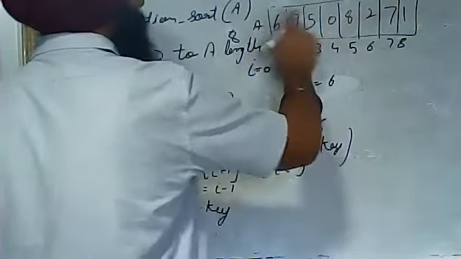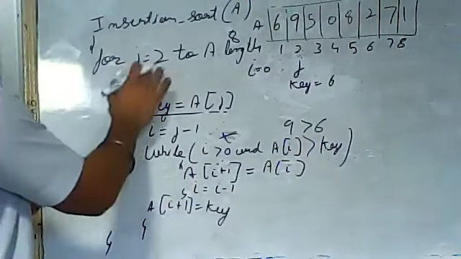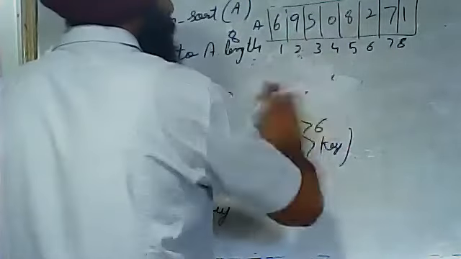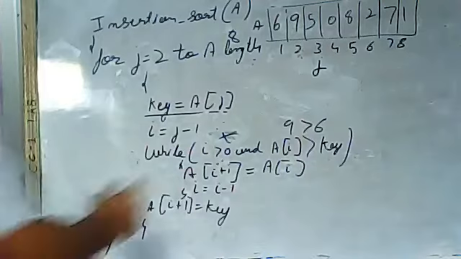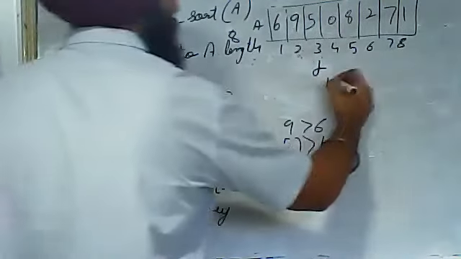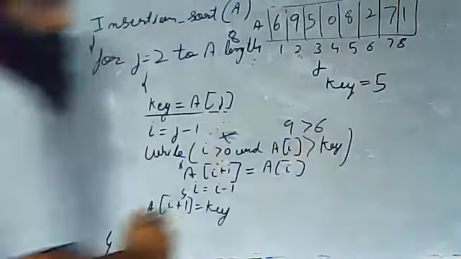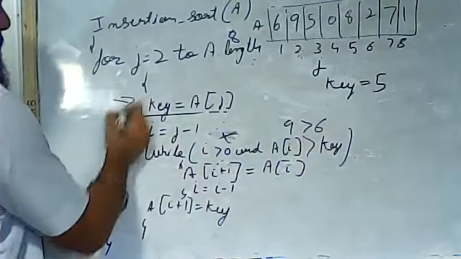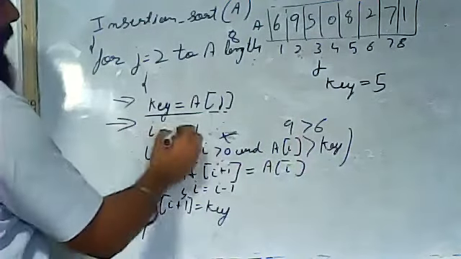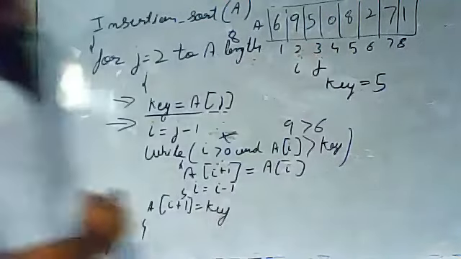Now we can see both these elements are sorted, not the rest of the elements. But again this for loop will run. Now it will run for j equals to 3. Now j's value is 3. What will be the value of key? That will be the element under this, that is 5. Okay. Now what will be the value of I? Next step is I equals to j minus 1. So j is 3 and I will be 2.